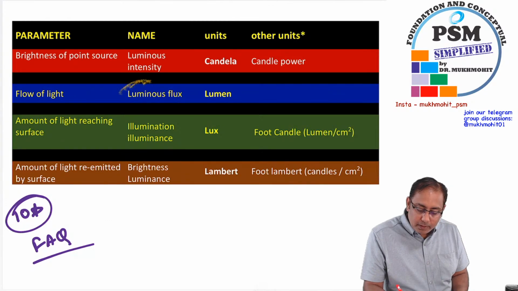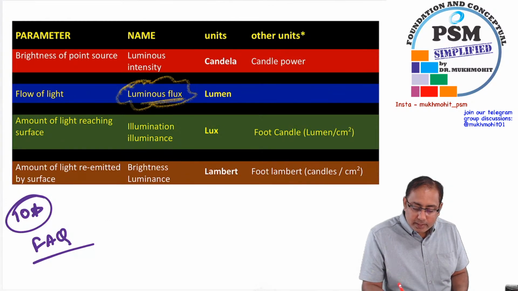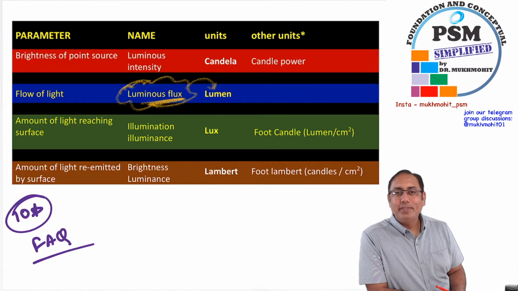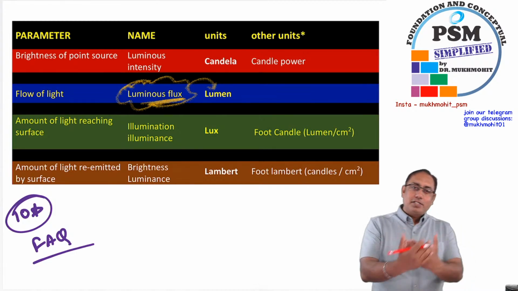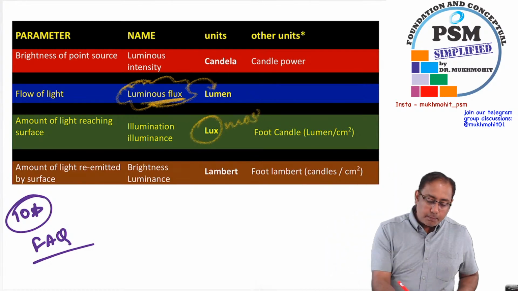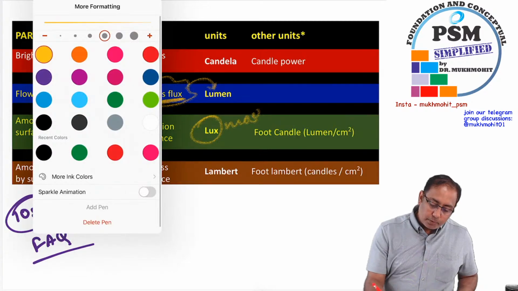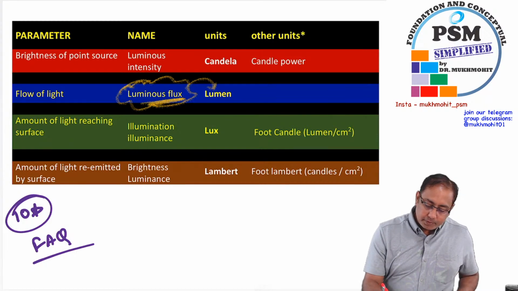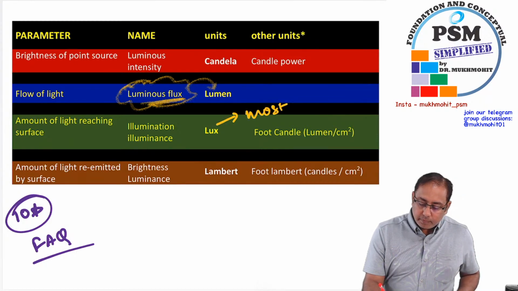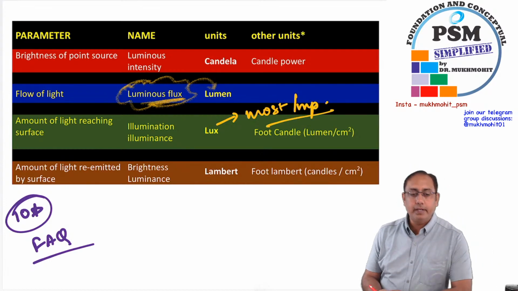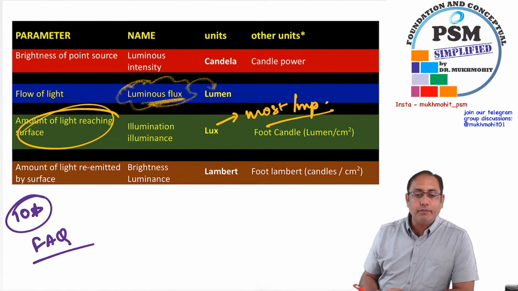You will have to memorize that luminous flux is not in lux, it is in lumens. Next is how much light reaches the surface. That is the best measure. It is one of the most important measures to find out the light in the area. It is the amount of light reaching the surface.